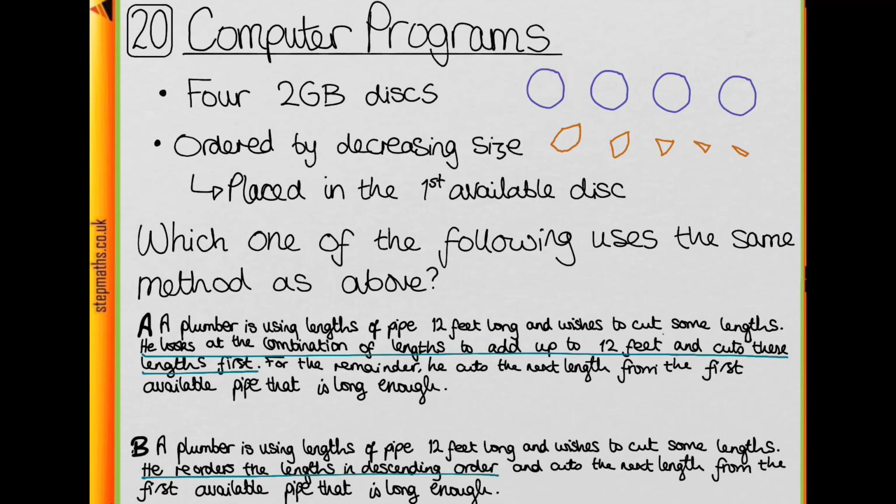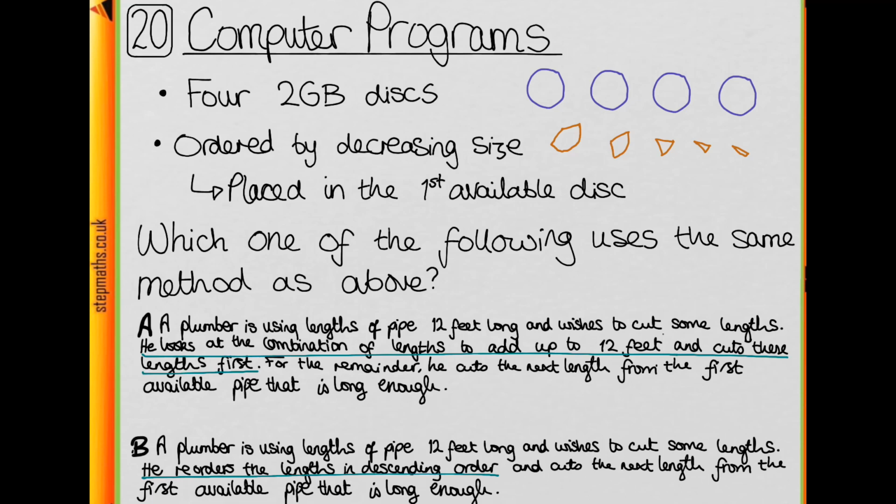And then we put them in this disk until we can't fit the next piece in this disk, and then we move to this disk, etc. And our question is, which one of these other scenarios is the same method as what we've done above, i.e. putting them in decreasing size and then the first available disk? So we've got our 5 options here.